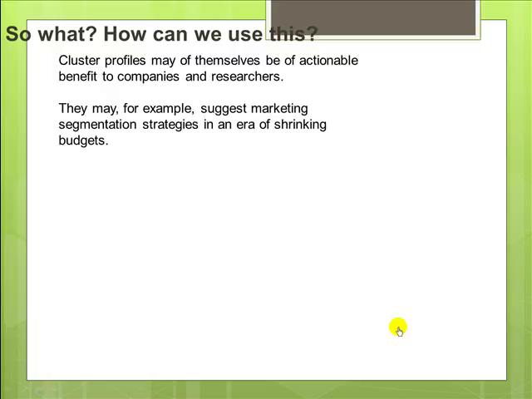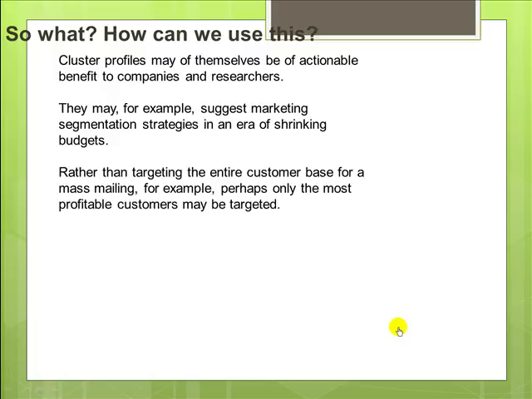So they may, for example, suggest marketing segmentation strategies in an era of shrinking budgets. Even if it's not shrinking budgets, you want to target. Rather than targeting the entire customer base for a mass mailing, this is kind of an old idea, because people don't do mass mailings anymore, right? Everything's done by email. But even still, if you start getting email from a company, you might get annoyed, and you might block their email, right? But if they could send you email of something you actually wanted, you might not block them, right? So you might want to customize your email.